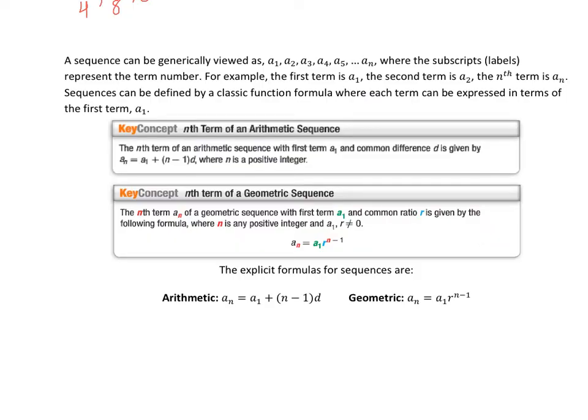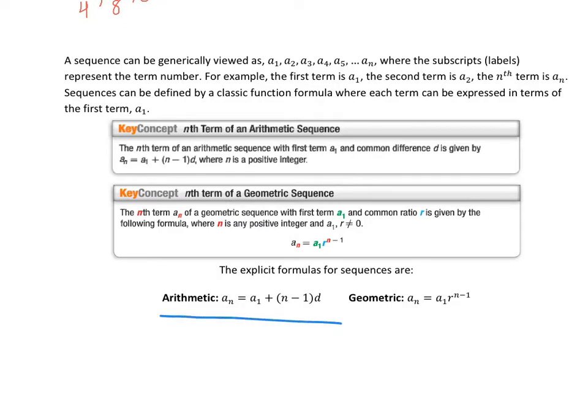A sequence can be generically viewed as a sub 1, a sub 2, a sub 3, a sub 4, a sub 5, ... a sub n, where the subscripts or labels represent the term number. For example, the first term is a sub 1, the second term a sub 2, the nth term is a sub n, and that would be an unknown term. Sequences can be defined by a classic function formula, where each term can be expressed in terms of the first term a sub 1. So we have what are called explicit formulas, and I have those key concepts there for reference, but our explicit formulas are on the bottom.